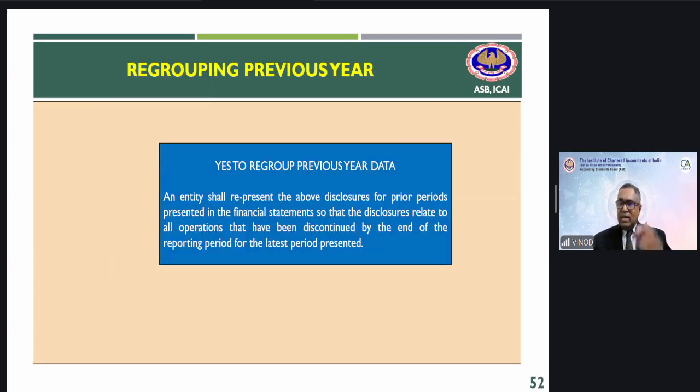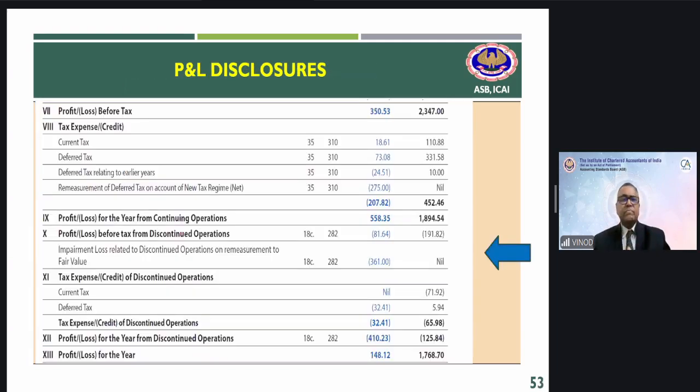Regrouping, yes. Held for sale, we discussed in the balance sheet, you don't need to regroup or reclassify the previous year. But discontinuing operations, you have to regroup the previous year. Previous year you are continuing, current year you are discontinuing. So in the current year, previous year figures also must be regrouped to discontinuing. Then only same-to-same comparison can happen. Very important learning in this standard. Discontinuing operations, you have to reclassify the previous year. Held for sale, no need to reclassify.